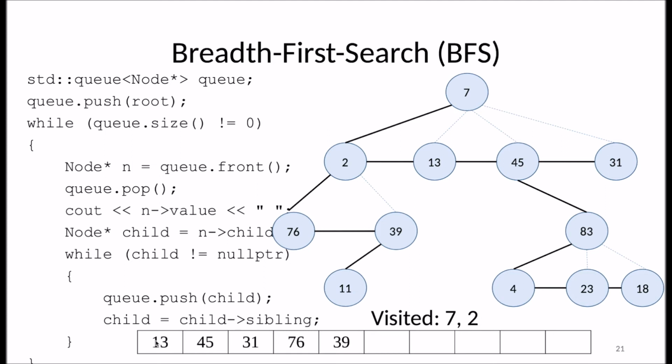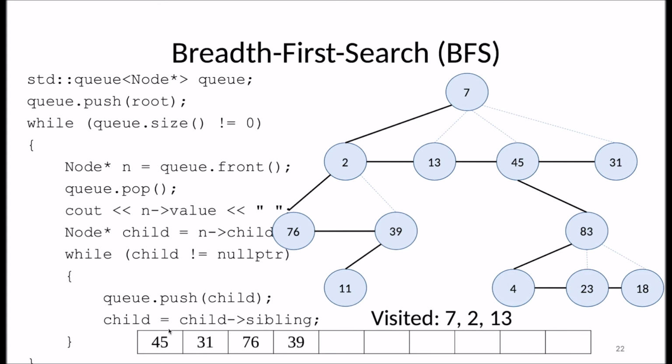I get the front of the queue, which is 13. Remove it from the queue and output 13. Get the child node of 13. Now if you look here, 13 does not have any child nodes. So this one is null. I skip it. Check that the queue is not empty.